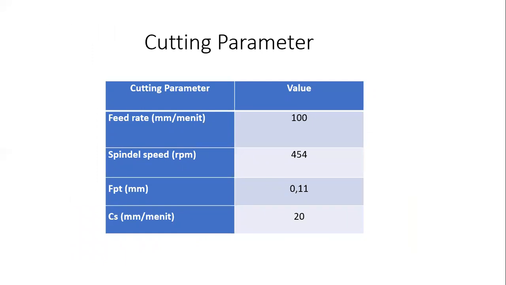The H-series drill used for drilling 45C material has a depth of 35 millimeters. The cutting parameters shown in this table are: feed rate 100 millimeters per minute, spindle speed 1454 RPM, feed per revolution 0.11, and cutting speed 20 millimeters per minute.